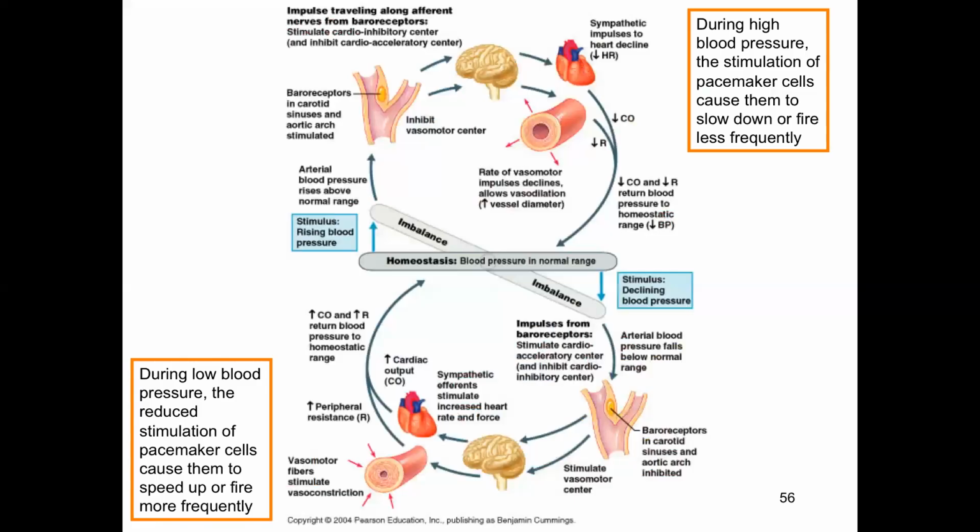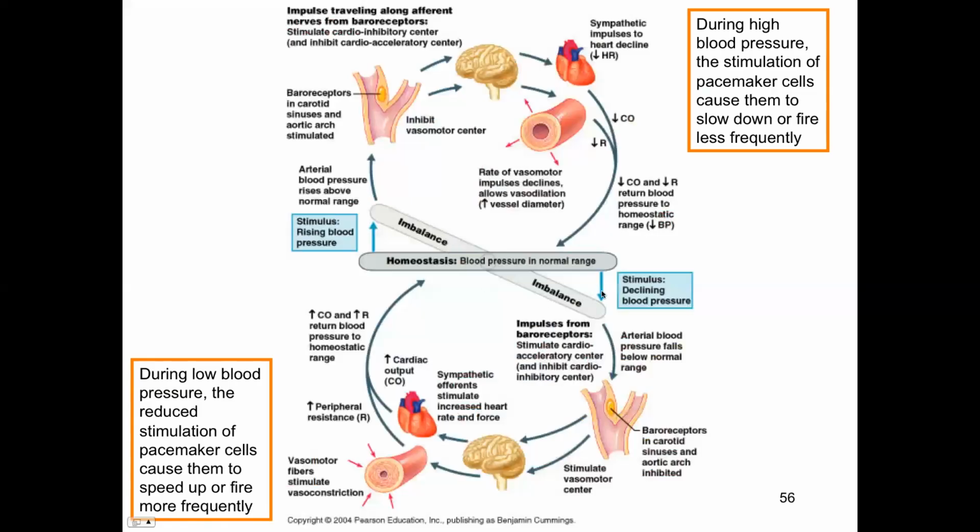But what's happening here is that the SA node actually has a rhythm that's higher than what the body likes. So it's easier for the brain to just sort of dampen that down, and that's what it's doing, okay? The other thing that's going to happen is that the vessels are going to dilate. So remember, as they dilate, that's going to lower the pressure. So then the pressure is going to come back down.